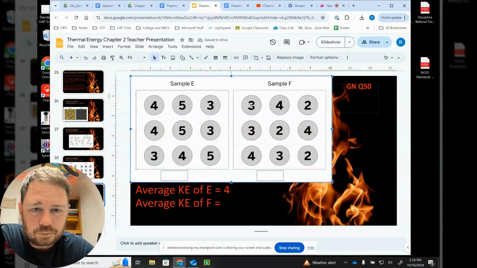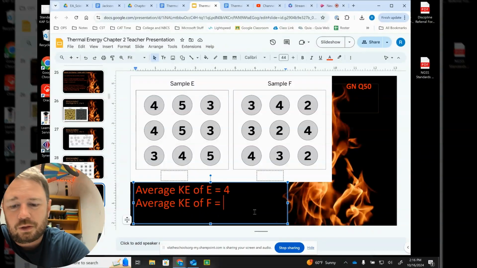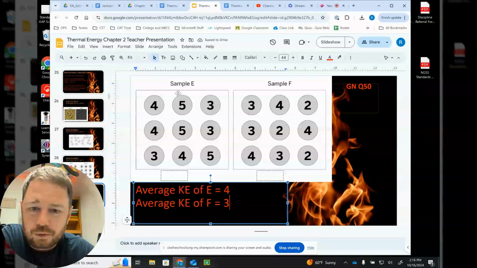Now let's do F. We're going to add them all together. 3 plus 4 is 7, plus 2 is 9, plus 3 is 12, plus another 2 is 14, plus 4 is 18, plus 4 is 22, plus 3 is 25, and plus 2 is 27. So sample F is a total of 27. There are 9 molecules, so 27 divided by 9 is 3. So which one of these 2 is hotter? That should be sample E.